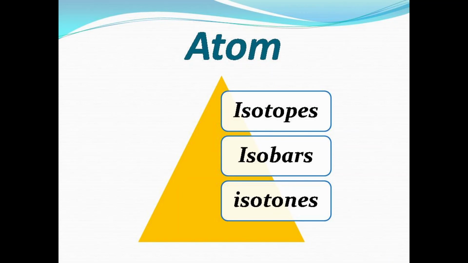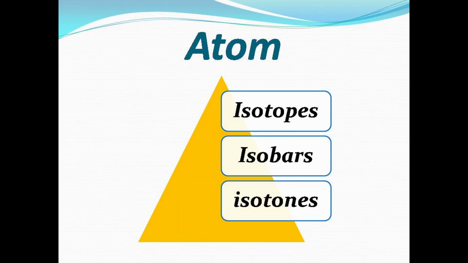There are certain atoms of the same element which have different mass numbers. They always have the same atomic number, but sometimes their mass number varies. So these different types of atoms of the same element are designated with different names. Here we will discuss isotopes. Isotopes are the atoms of the same element having the same atomic number. Make it very clear that they have the same atomic number but their mass number is different.